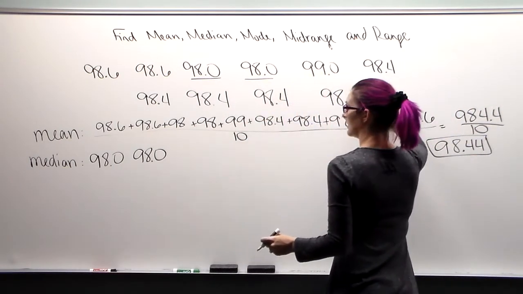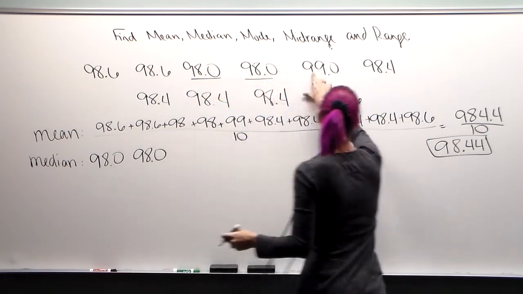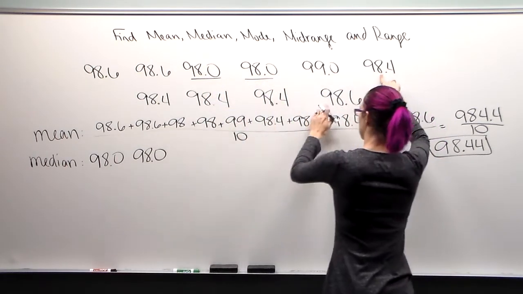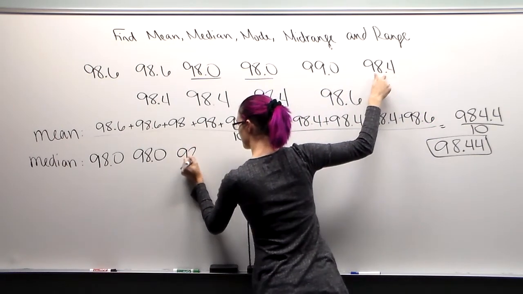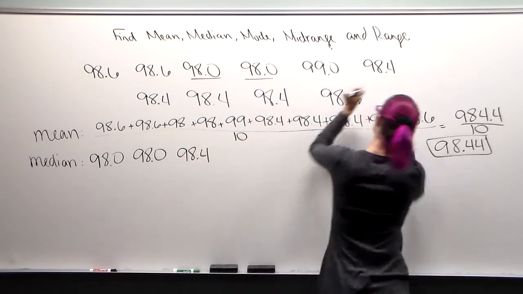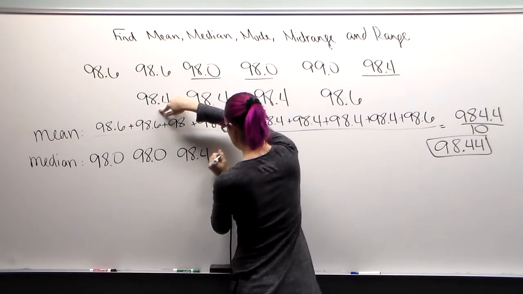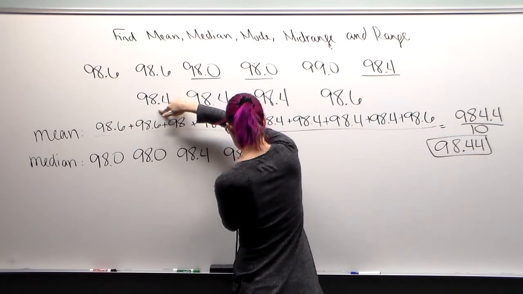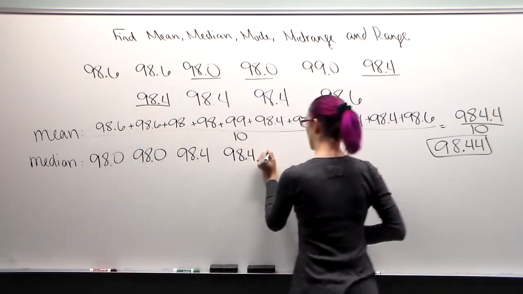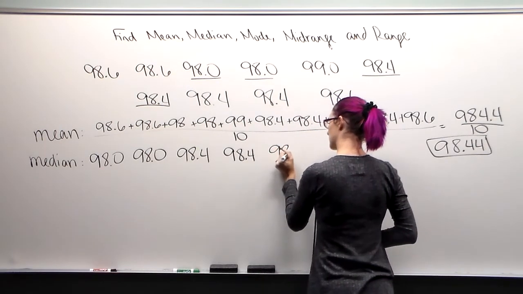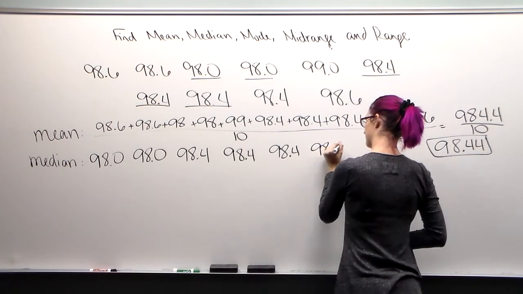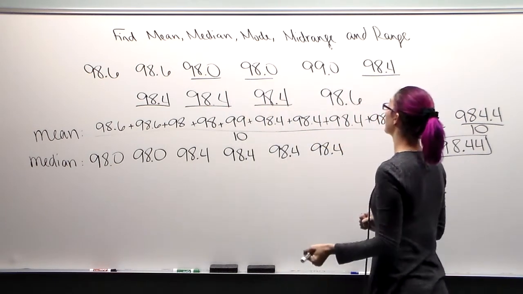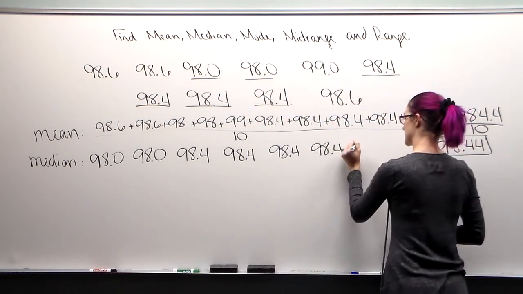Next, we've got 98.6, 99, 98.4s, and another 98.6. So 98.4 is going to be the smallest. 98.4. Write every single one out, even if it's repeated. Okay, next would be 98.6.